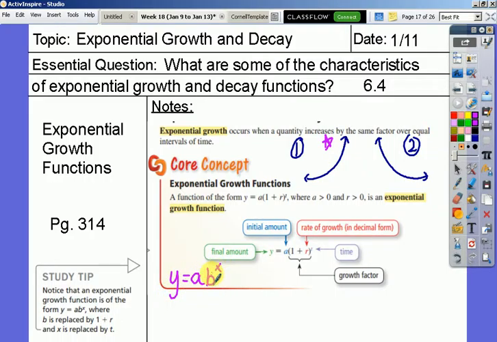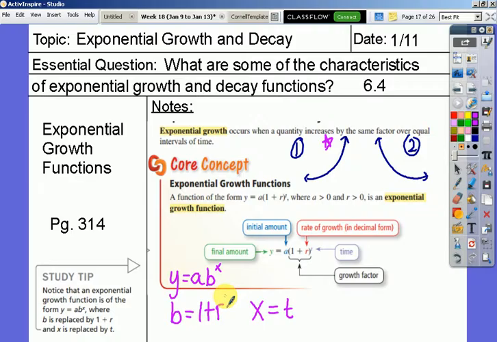And it says here in the study tip, notice that an exponential growth function is of the form y equals a b to the x, where b is replaced by 1 plus r. So the only difference is, for a growth, you have 1 plus r replacing b, and then x is replaced with t, because t represents time. So the only difference is you're replacing this b with a 1 plus r and the x with the t. So don't overcomplicate it, okay?